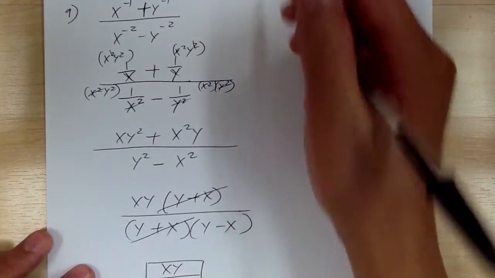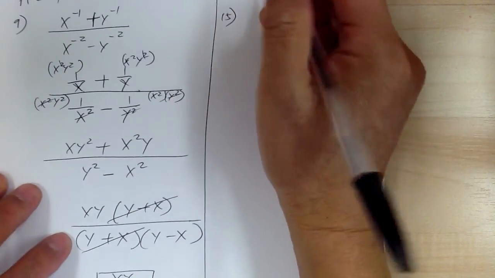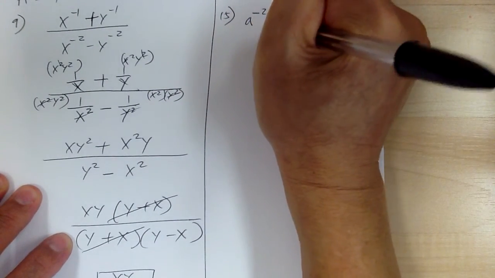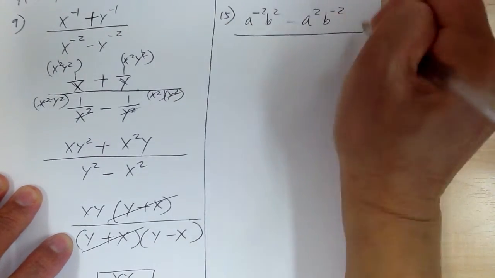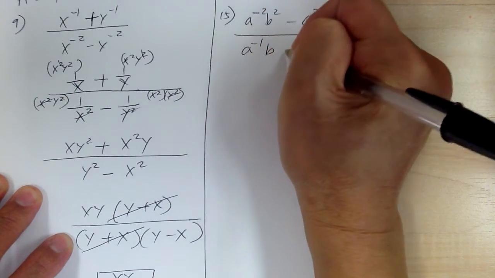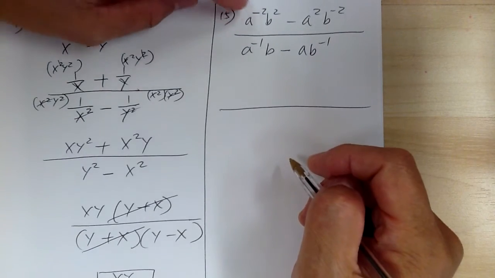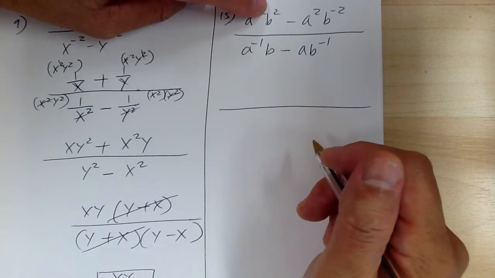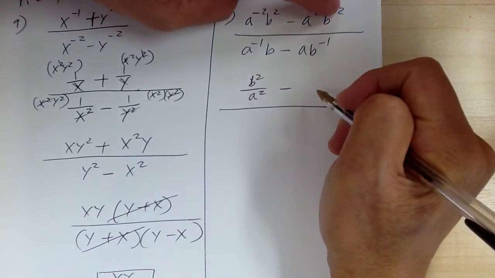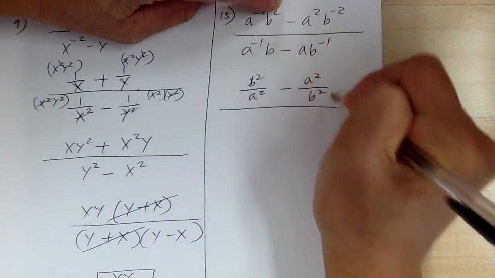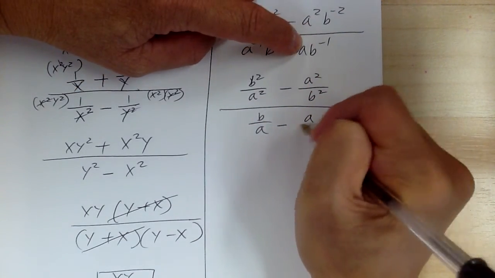Let's go to number 15. You have a to the negative 2 power b squared minus a squared b to the negative 2 over a to the minus 1 b minus a b to the minus 1. So first, let's flip things over to get rid of the negative exponent. So this would be b squared over a squared. This one would be a squared over b squared. This one would be b over a. This one would be a over b.